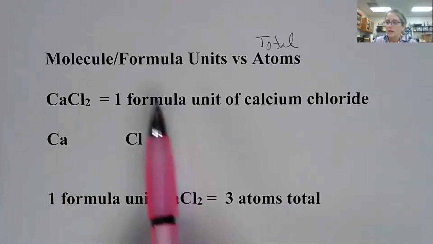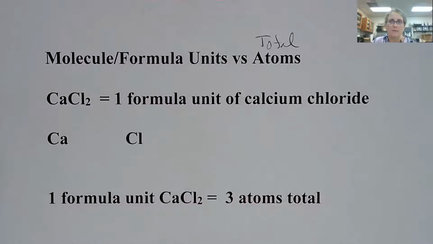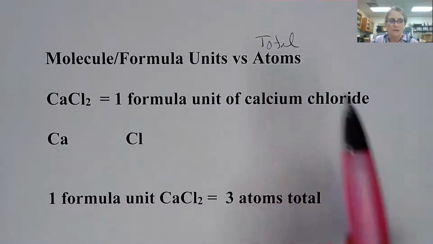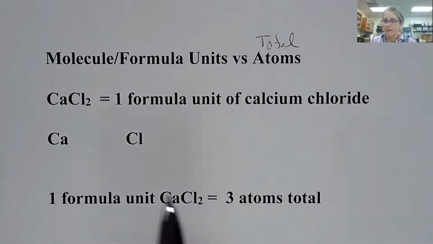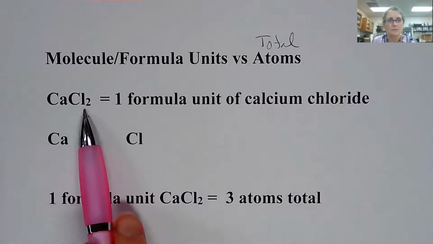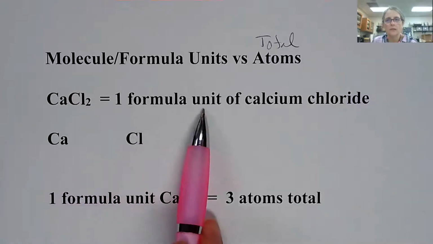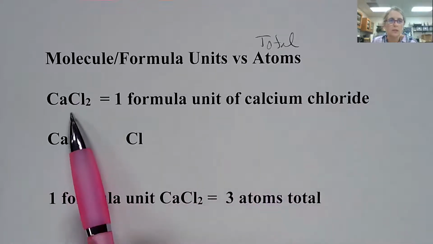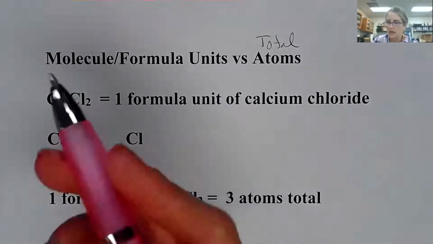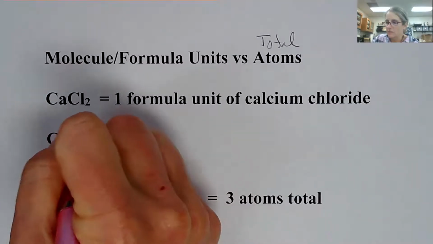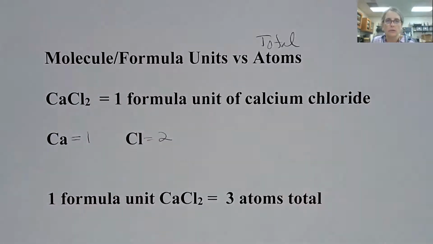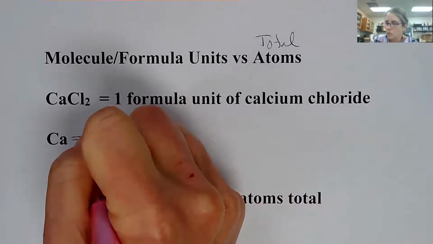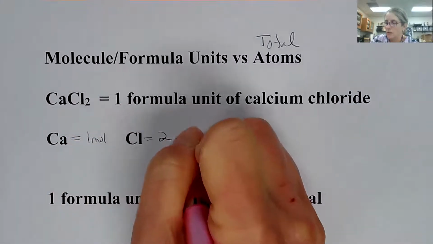So please remember, molecule and formula unit kind of mean the same thing. You have multiple elements bonded together. But what we want to talk about is, can we break it down into smaller pieces like atoms? So for instance, I have calcium chloride. That is considered a formula unit because it's ionically bonded. When you look at the formula, realize that I have one calcium and two chlorines. In reality, that's 1 mole of calcium and 2 moles of chlorine.